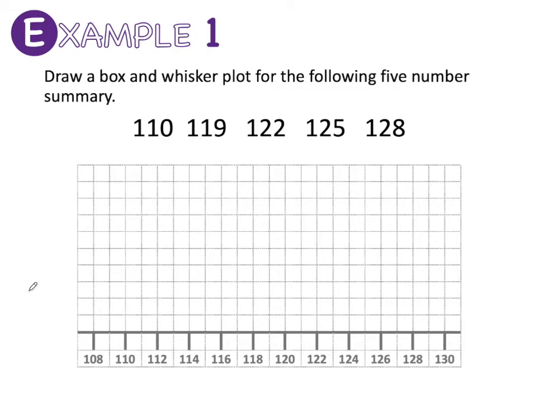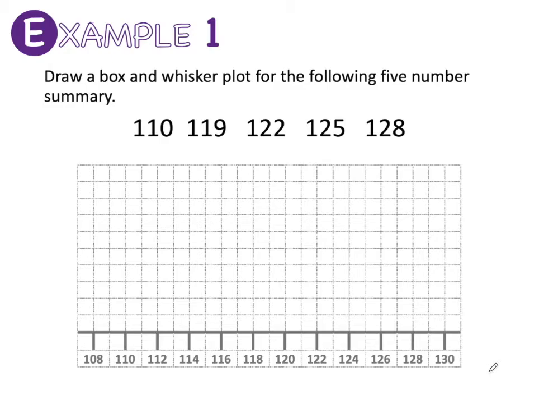Now my box and whisker plot needs to go from 110 to 128. So I need to make sure that my scale goes between those numbers. So having a look at the scale that I've got, it starts at 108, goes up in 2s every time till I get to 130. That is a nice consistent scale that is going to fit my box and whisker plot on.